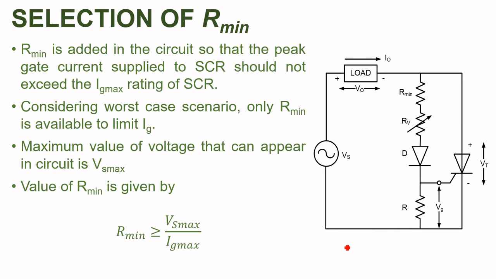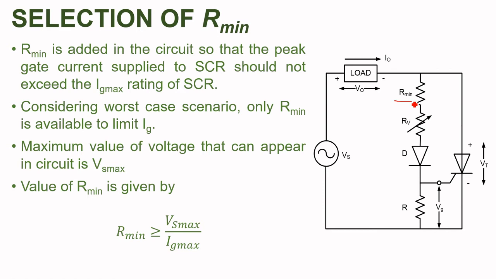In the video of ratings of SCR, we have seen the rating, that is Ig max rating. Also, we have seen this Ig max value in the gate characteristics of SCR. We know that the gate current supplied to the SCR should never cross the Ig max rating. Hence, to limit the gate current below the value of Ig max, the minimum resistance R minimum is added in the circuit. Now this resistance R minimum is not a variable type of resistance, it is a fixed resistance.